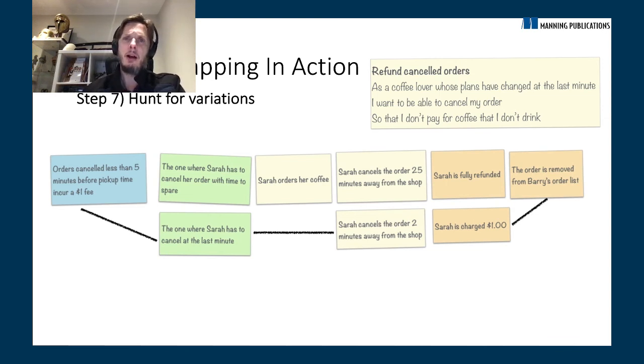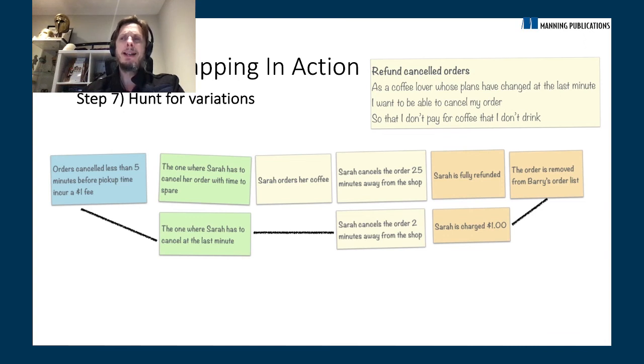You can see we've got these lines going here to indicate that we're basically doing the same thing as the previous. So Sarah orders a coffee, we don't duplicate it, we just skim over it. And they both go to Barry, the order being removed from Barry's list. But the meaningful difference is that this example has a different title, the one where Sarah has to cancel the order at the last minute, and a different step, 2 minutes away, and a different consequence. So feature mapping is all about finding variations and consequences.